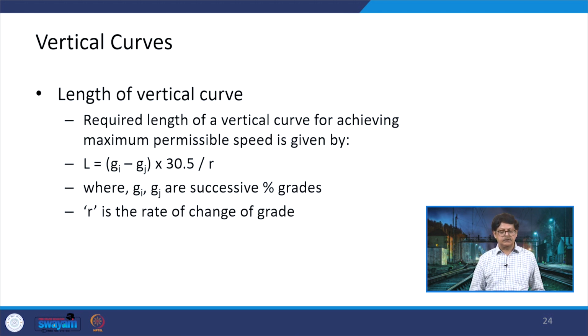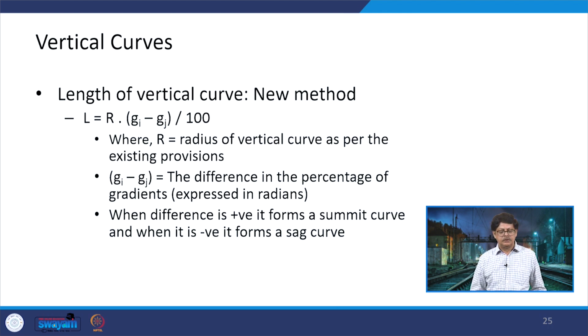The required length of the vertical curve for achieving the maximum permissible speed, with respect to the two gradients Gi and Gj, is the algebraic sum of them, Gi minus Gj, into 30.5 meter length. For the rate of change of grade as r, the formula becomes (Gi minus Gj) into 30.5 divided by r. The new method says it can be calculated by the formula given here, which is (Gi minus Gj) into r divided by 100, where r is the radius of the vertical curve.